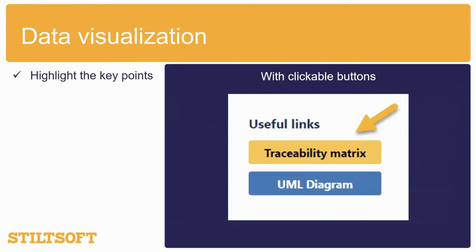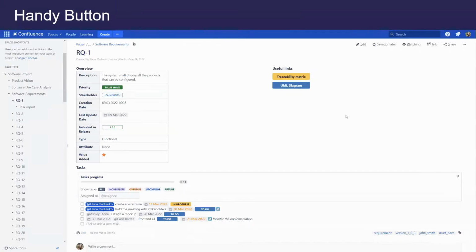The other way to highlight important parts on the page is using buttons for links that really need to be noticed. And here we have a kind of an example with clickable buttons created with our macro, which is part of Handy macros for Confluence. It's called Handy button. Let's see how it's done.